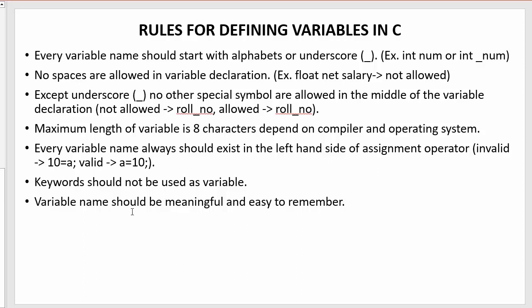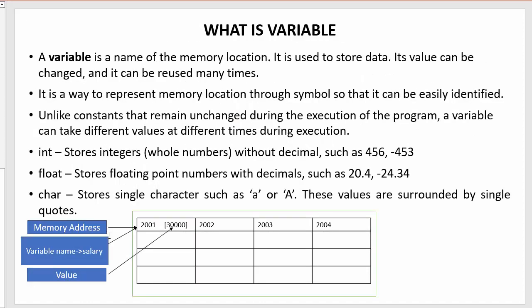Last rule is variable name should be meaningful and easy to remember and understand. You should choose the name of your variable in such a manner that those names are easy to understand. Whenever you give that program to someone else, that other person should also understand the purpose of using that variable in your program, why you actually used that variable with that name. The other person should understand the complete code. So these are the rules for defining the variables in C, along with the examples of different types of variables.